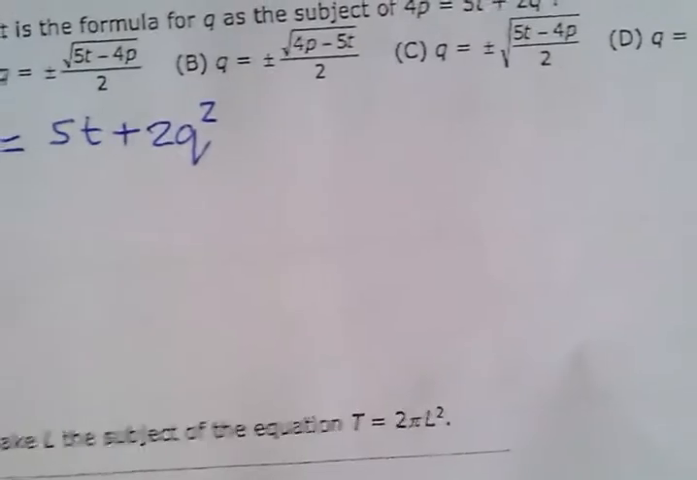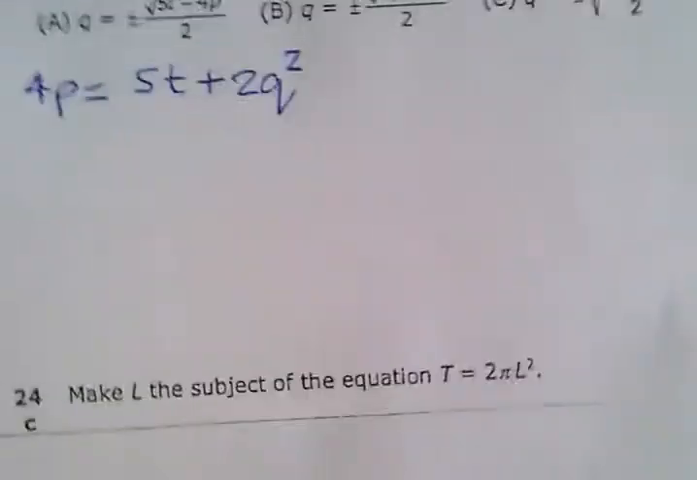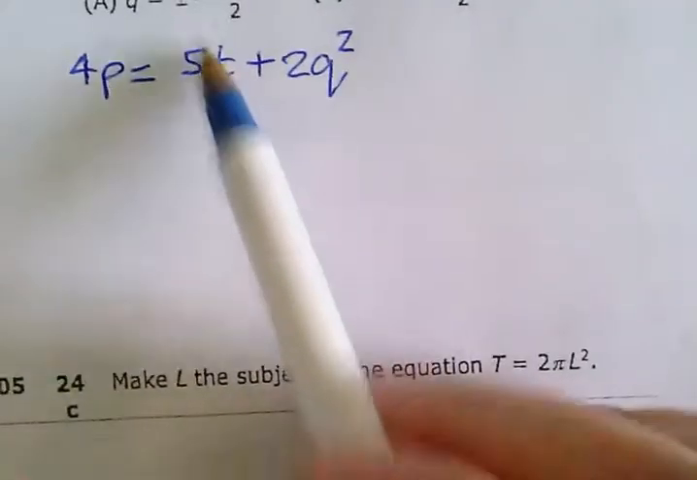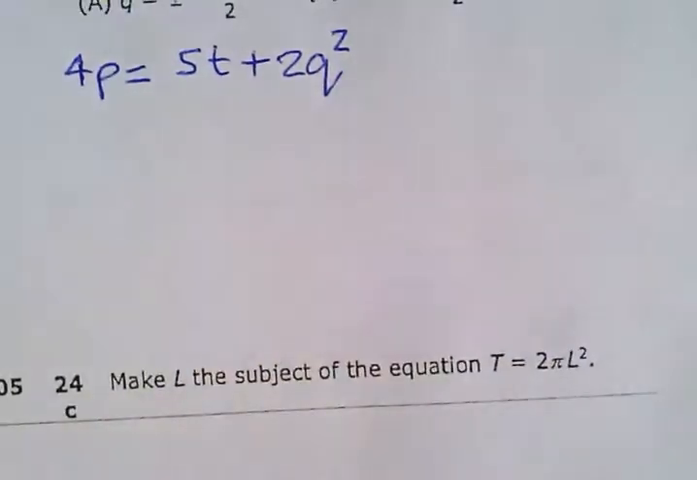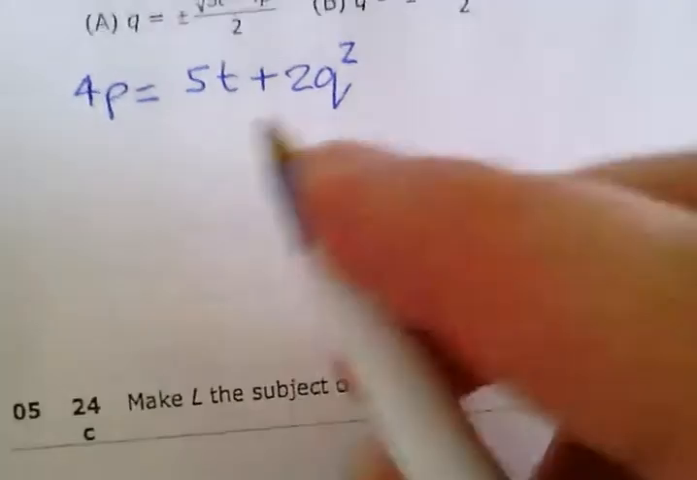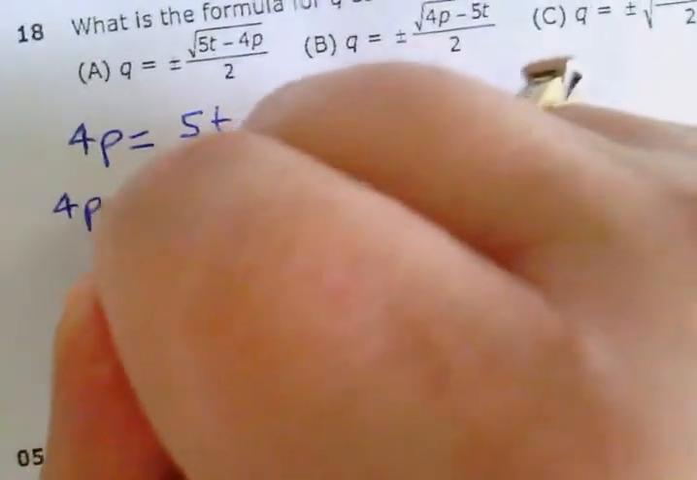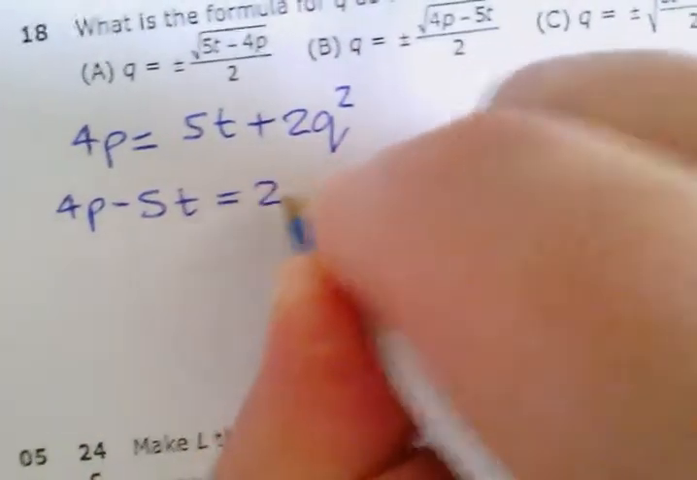Look at the 4p. What's next to it? What are you going to do first? Yeah, we minus 5t, because these terms are separated with pluses or minuses. So the opposite of plus 5t is minus 5t. That one goes first.